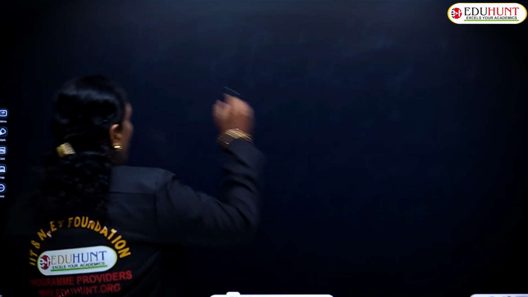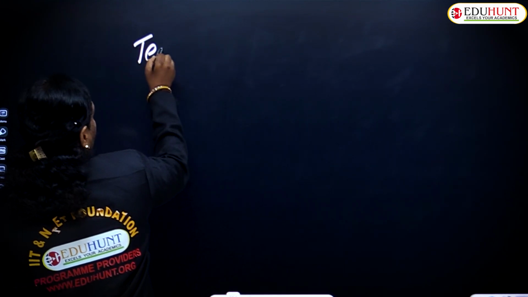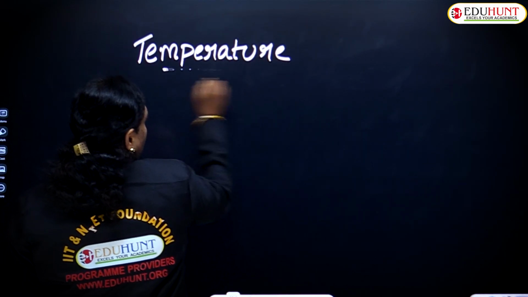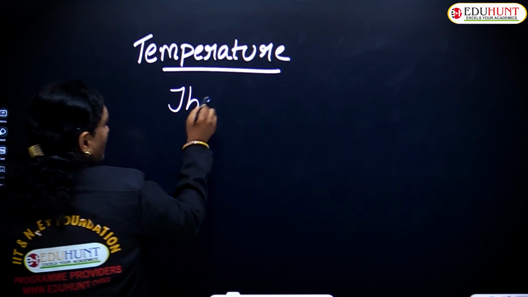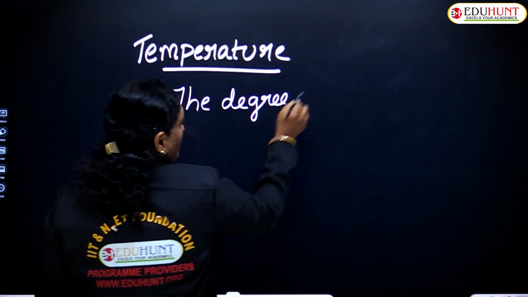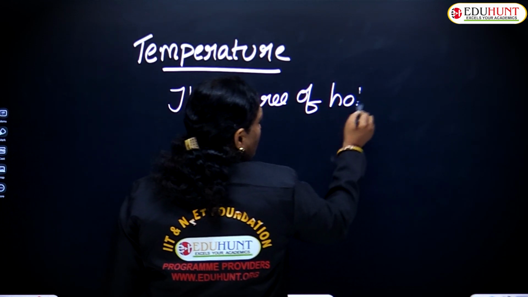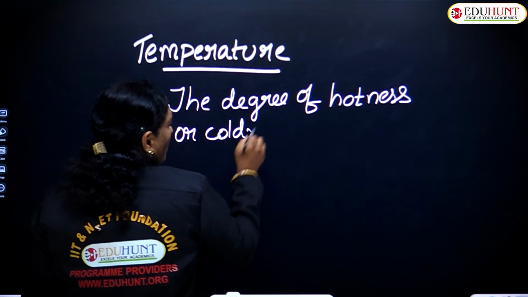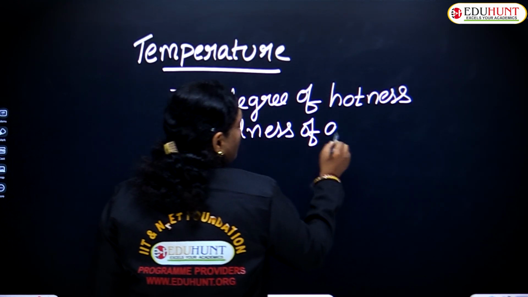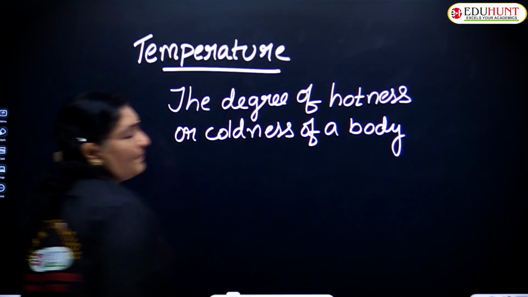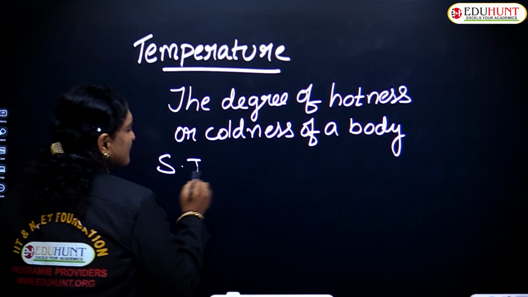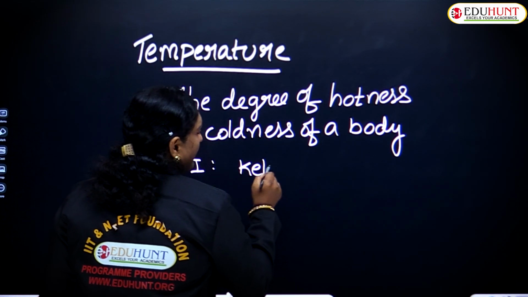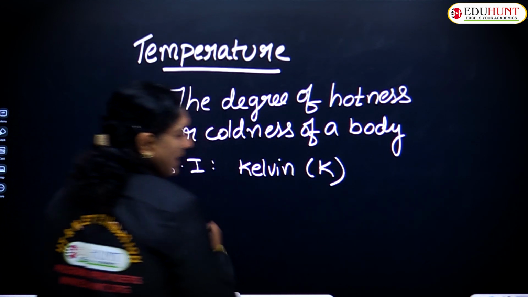So, the degree of hotness or coldness of a body is called temperature, and the SI unit of temperature is Kelvin, indicated with the symbol K.